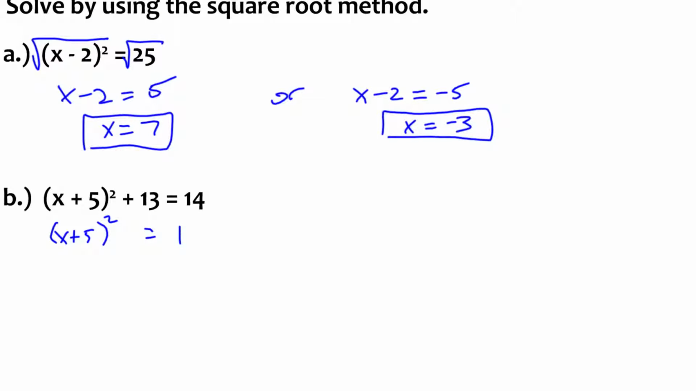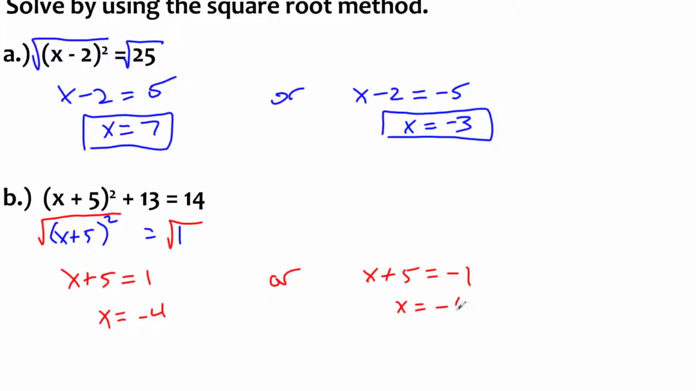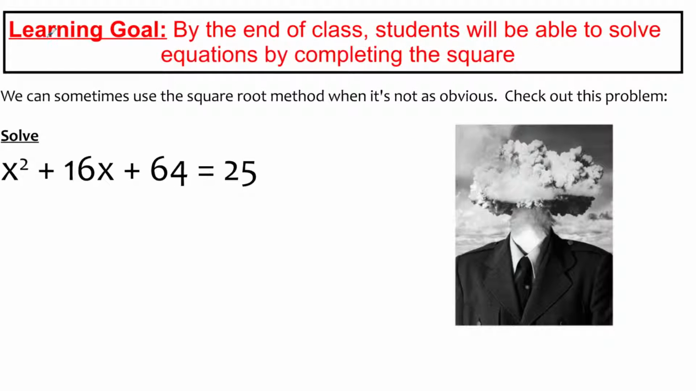Now that x plus 5 squared is the only thing on the left-hand side, I can square root both sides. So now it says x plus 5 equals 1, or x plus 5 equals negative 1. Right? Square root of 1 has two possibilities. So I need to now solve this. I'm going to subtract the 5. I got to finish getting x by itself. I get a negative 4, and I'll get a negative 6. And these are my two solutions using the square root method. Again, saving me a lot of time having to simplify that.